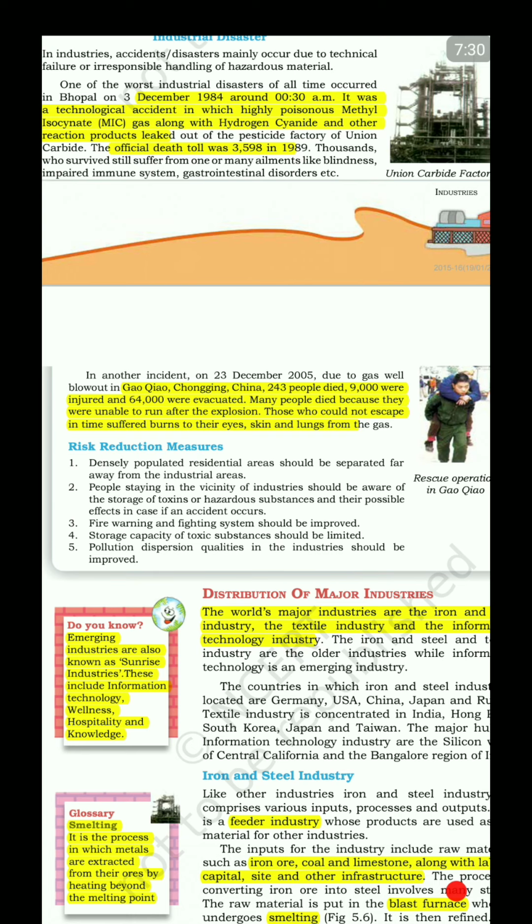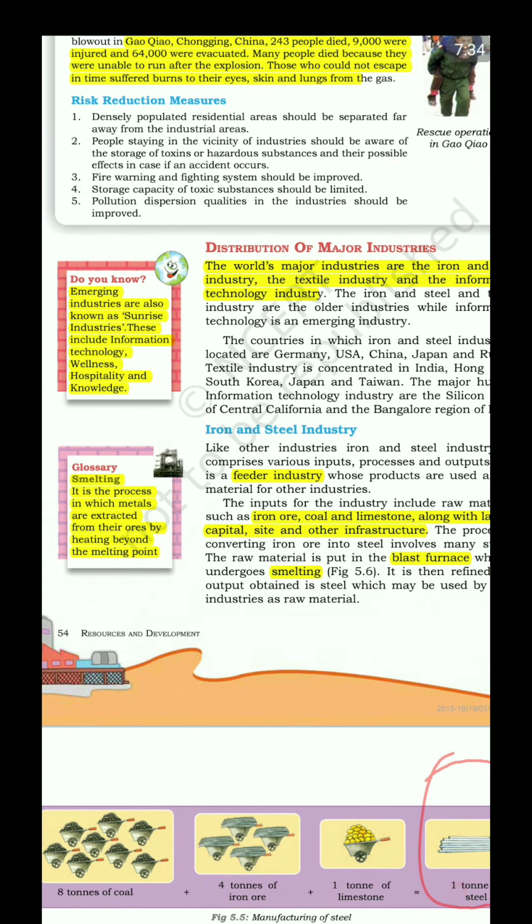Pollution dispersion qualities in the industry should be improved. Now we'll see distribution of the major industries. We will be covering 3 industries: the iron and steel, textile, and IT industries.